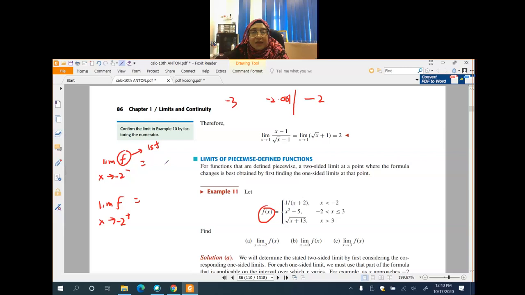And then for the limit of f as x tends to negative 2 from the right, from the right means that we have to choose this function here, x squared minus 5. X squared minus 5 is a polynomial function of order 2, so you can substitute. It's always defined everywhere. So the limit of f as x tends to negative 2 is equal to f of negative 2. So the answer will be what? Negative 1, right? Negative 2 squared minus 5. So the answer will be negative 1.